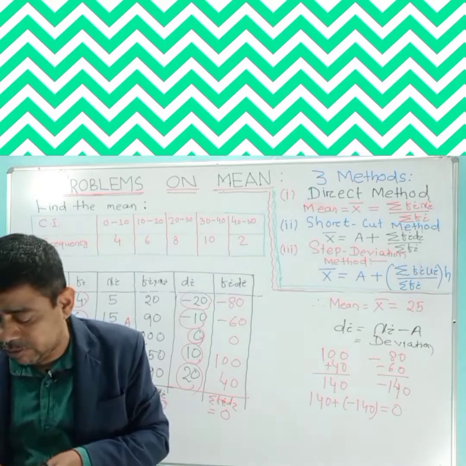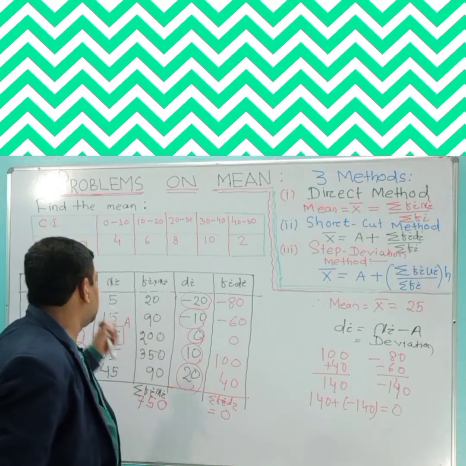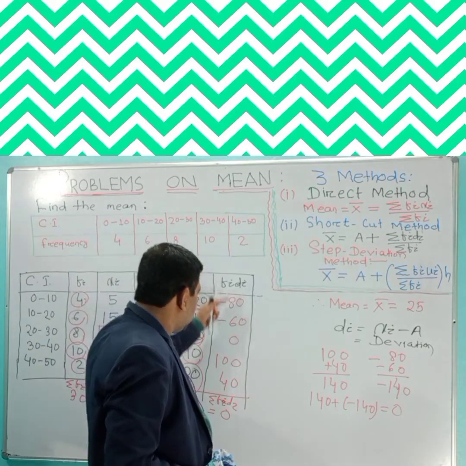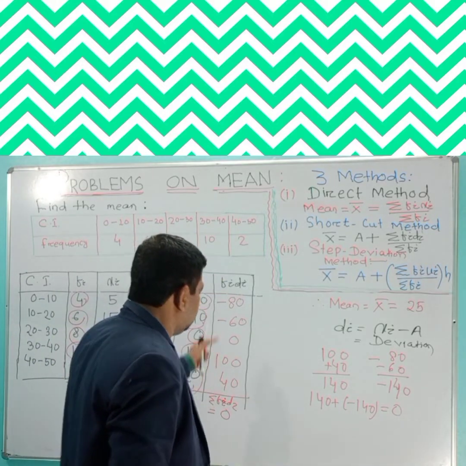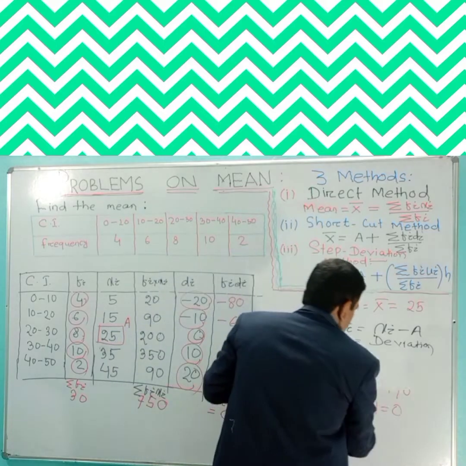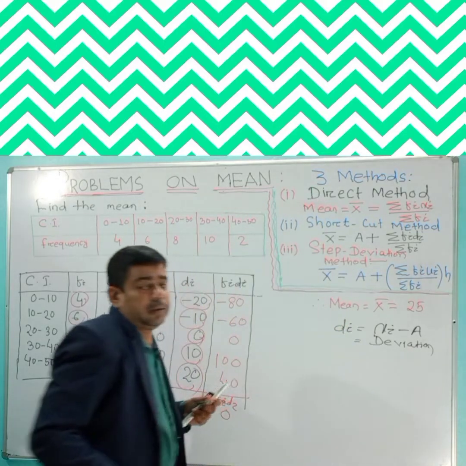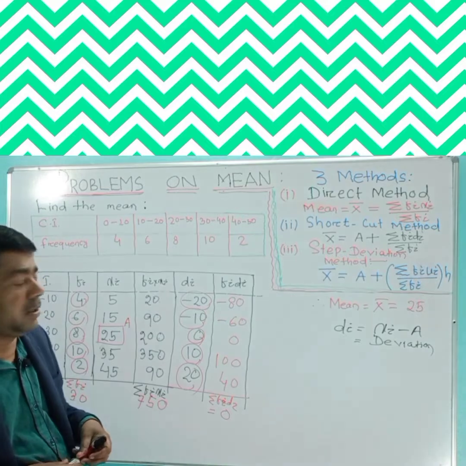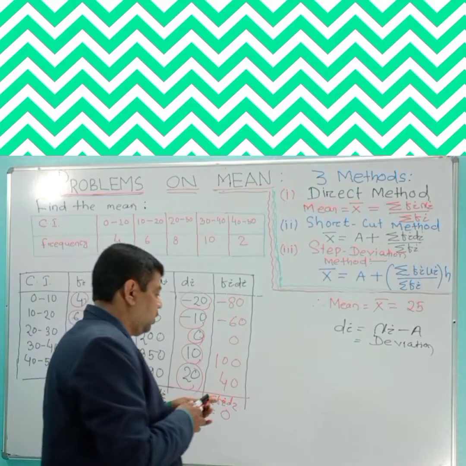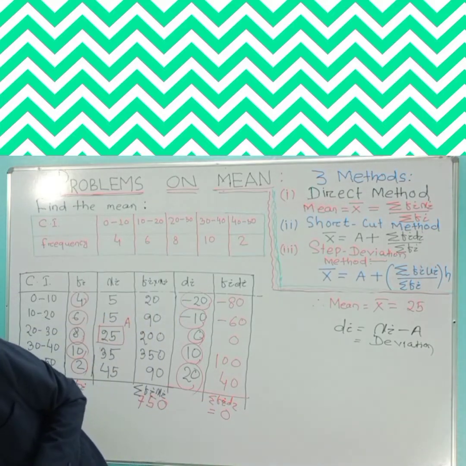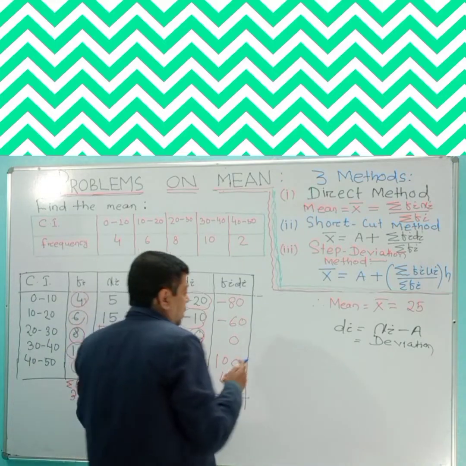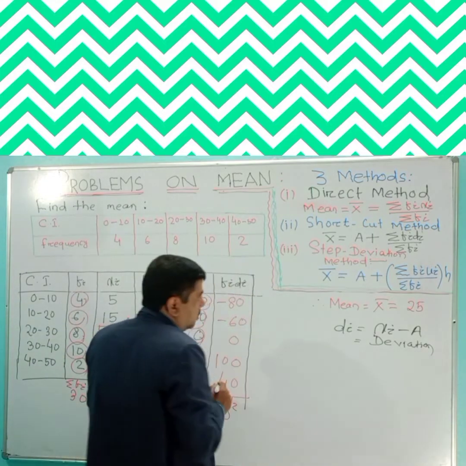In this way you find di, then multiply fi di and add all the fi di in this column. After that, in the shortcut method, you will find the mean value. How to find the mean? Using this formula. I am talking about the second method here. Understand?